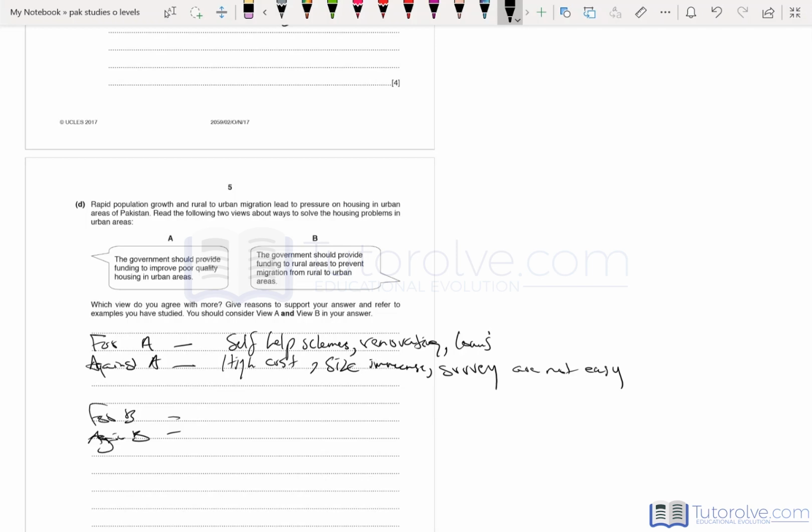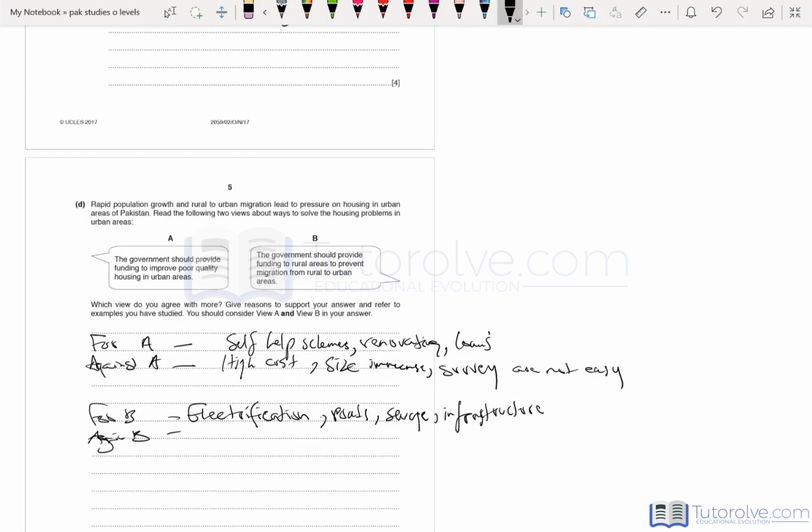Now for B, the government should provide funding to rural areas to prevent migration. So for B there has to be electrification of those rural areas, so that one of the basic necessities, which is electricity, is provided in those areas so that people don't move from one place to another. Then you have roads, proper sewage, other infrastructure such as water. So there are easy resources available for such things.